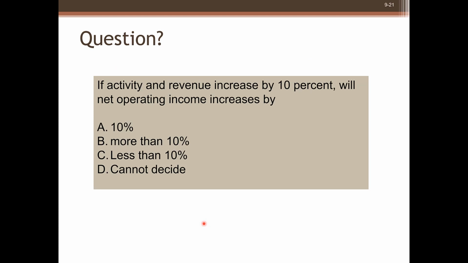Here's one question. If activity and revenue increase by 10%, will net operating income increase by 10%? If you haven't taken a look at the net operating income numbers of the planning budget and the flexible budget in the previous slide, think about it. The answer is B, more than 10%.